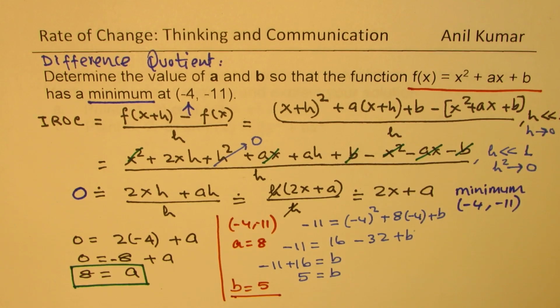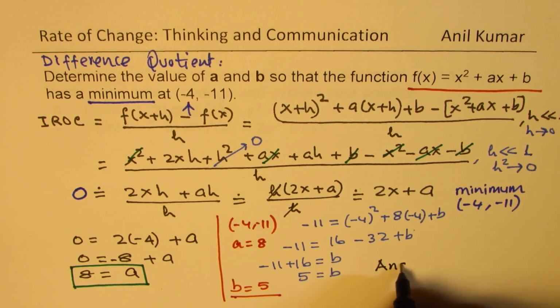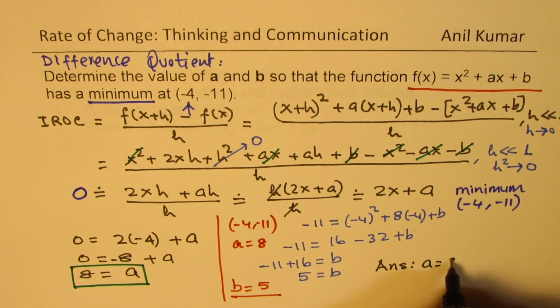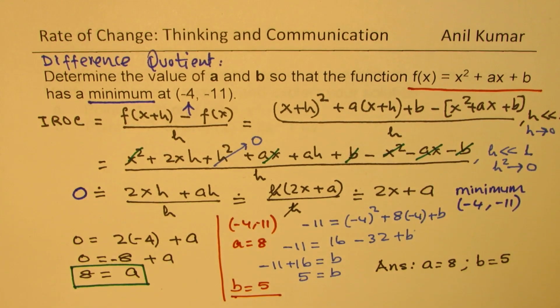Clear? So that is how we can find the values of a and b. We get our answer that the value of a is equal to 8 and the value of b is equal to 5. Is that clear to you? That is the method of solving such questions.